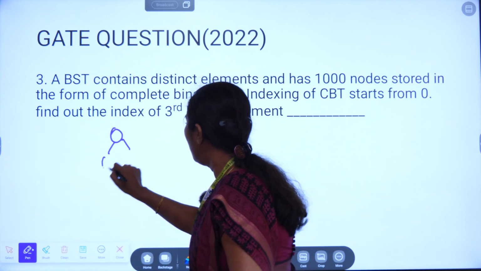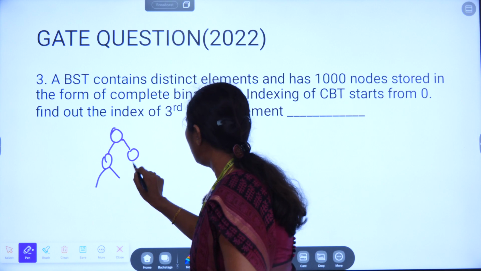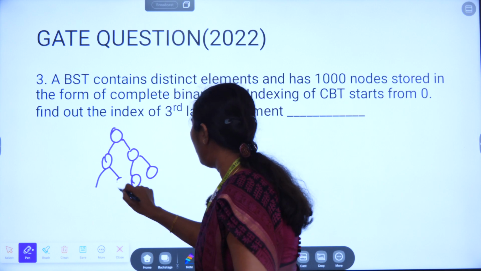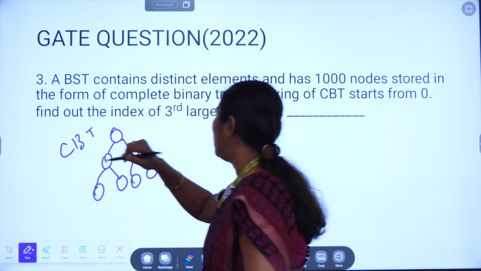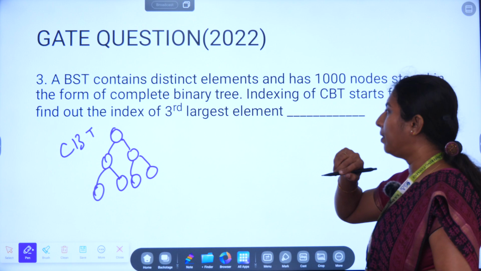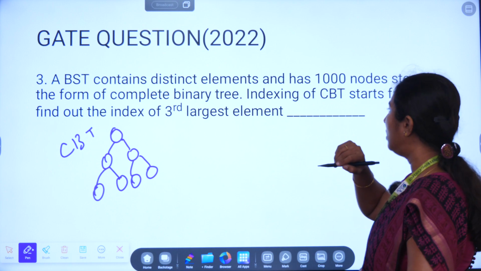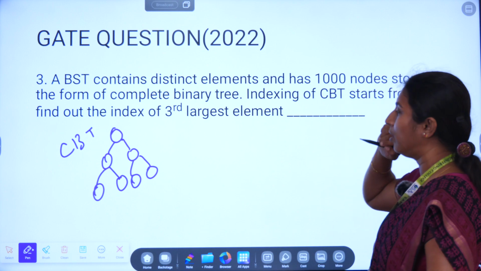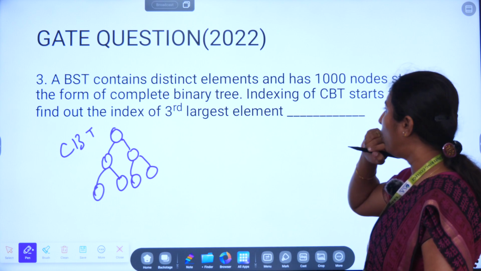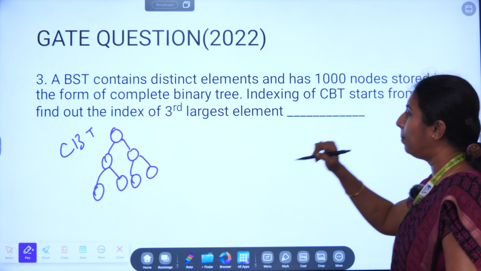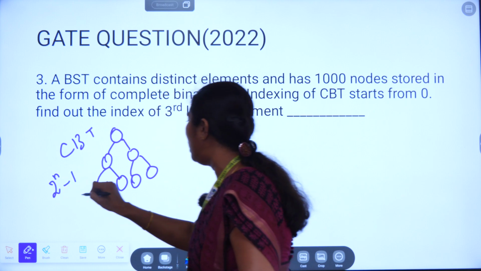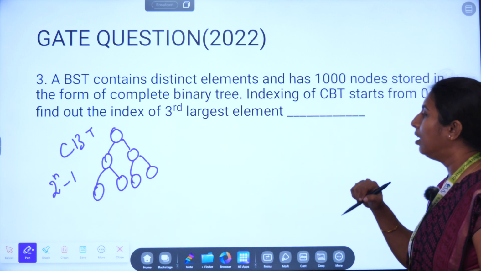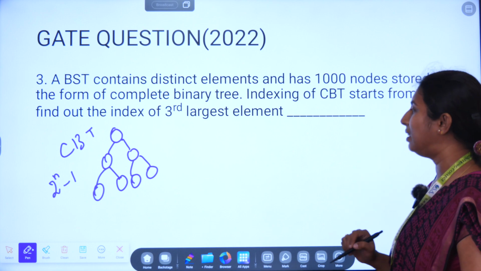we can have a complete binary tree. This is a complete binary tree. We already know this. Okay, this is your complete binary tree, so it's also a perfect binary tree. Here, as they have given 1000 nodes, we are going to consider that. For a perfect binary tree, the number of nodes it can have is 2 power n minus 1, whereas here that is not the case. They have given 1000 nodes, which are distinct.